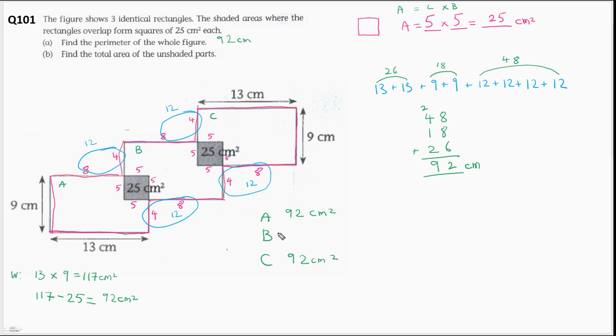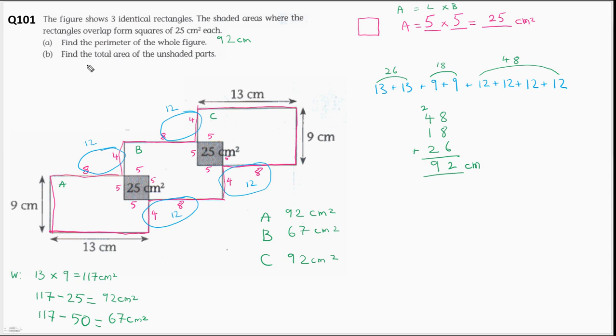And then B, I need to start with the area of the whole rectangle and then take away 2 of these 25s. So I could just take away 50 from this, or another 25 away from this. It doesn't matter what I do. They're both the same, but let's say I start with the 117 again, and I subtract 50, which is 25 times 2, right? 2 of those, and 117 take away 50. That's going to leave me with 67 centimeters squared.